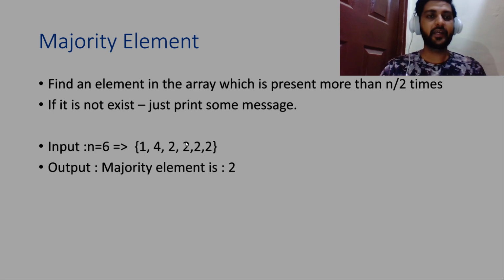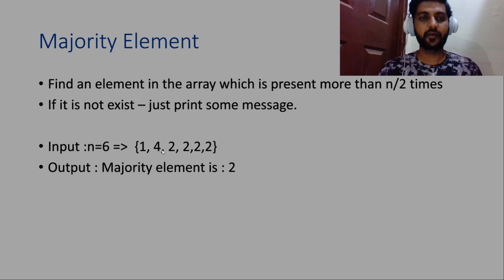Let us take one example. Here we have n is 6, so a size 6 array. In the array I can say 1 4 2 2 2 2. So here n by 2 is nothing but 3. The element which is present more than 3 times is the majority element. Here you can see 2 is present 4 times, that means our output is 2.